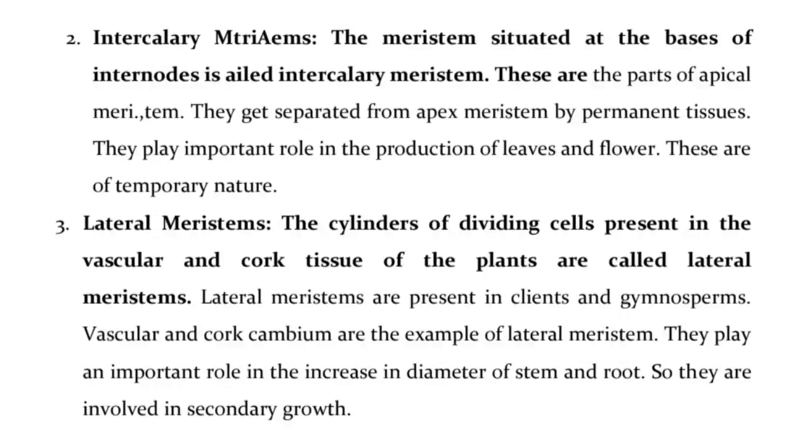3. Lateral meristems. The cylinders of dividing cells present in the vascular and cork tissue of the plants are called lateral meristems. Lateral meristems are present in dicots and gymnosperms. Vascular and cork cambium are examples of lateral meristem. They play an important role in the increase in diameter of stem and root. So they are involved in secondary growth.